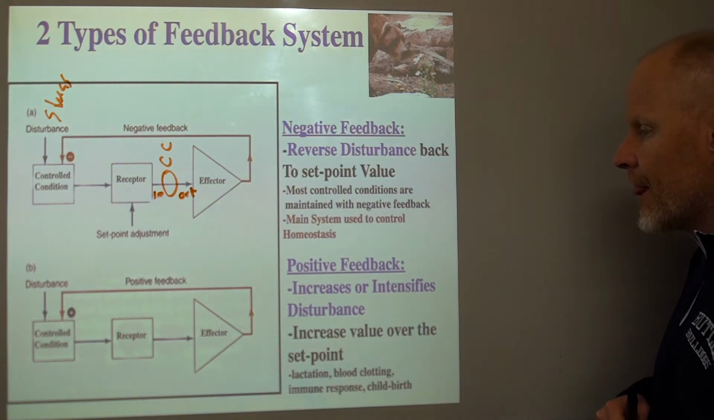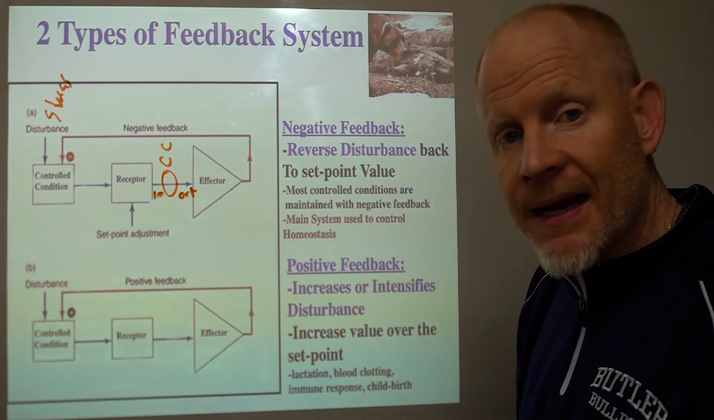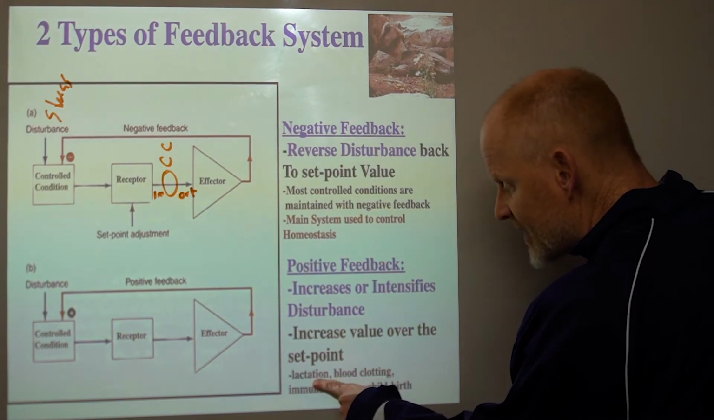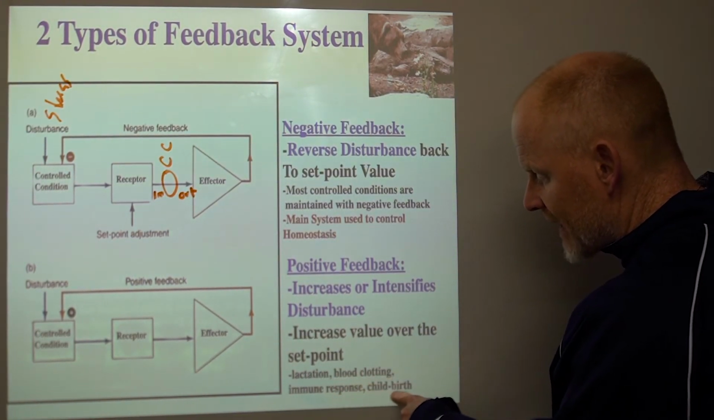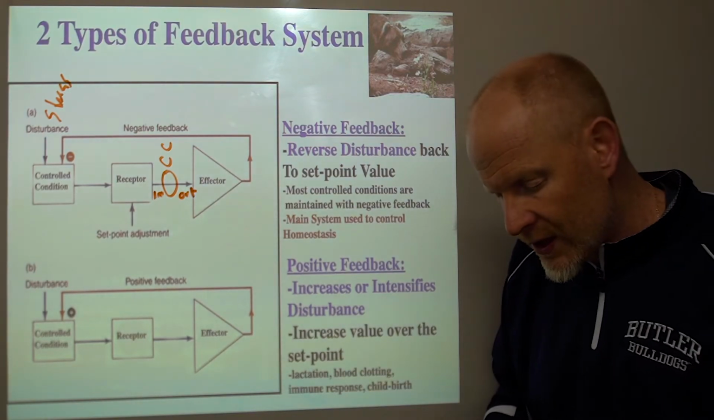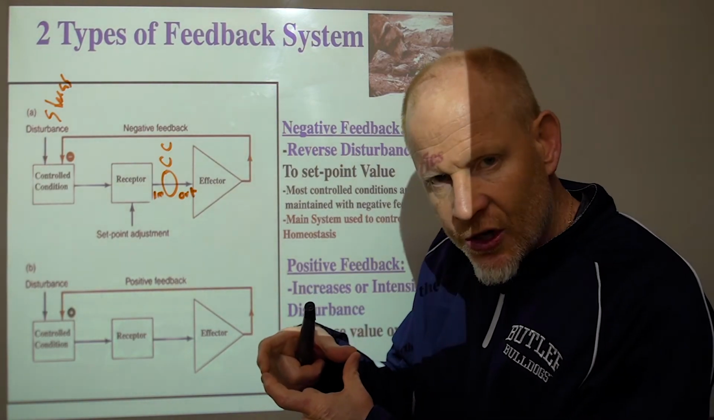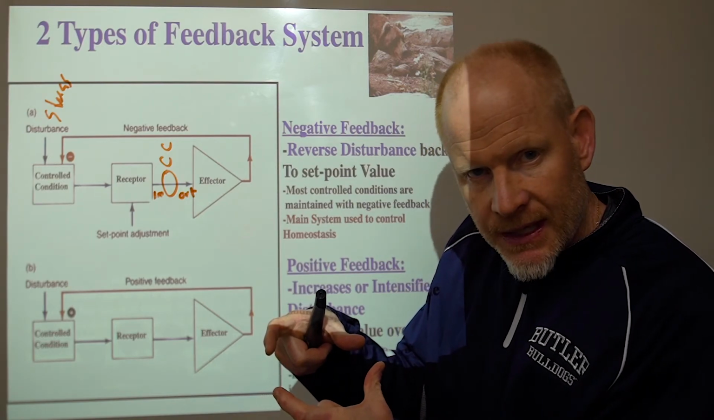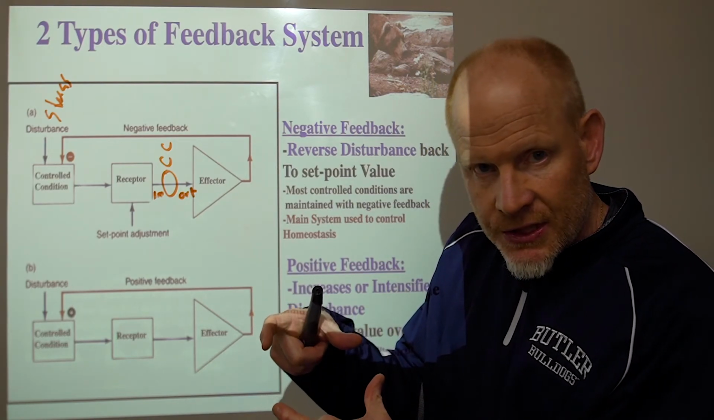Some of the times physiologically where this mechanism is useful is with lactation, blood clotting, the immune response, and childbirth. So, for example, when the baby's pushing against the cervix in the female reproductive tract because the baby wants to be born, that stretches the cervix.